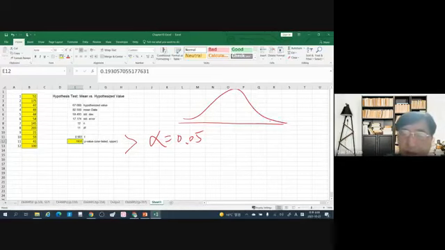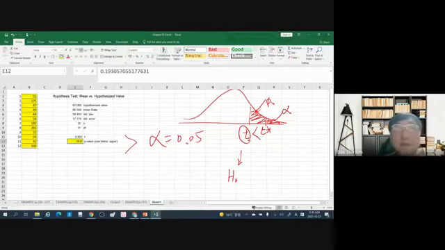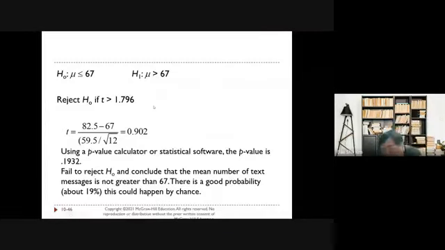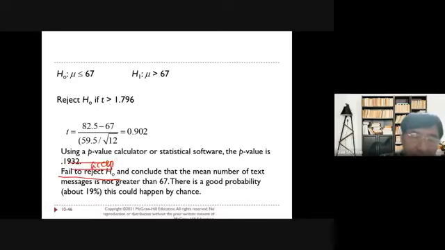Comparing the t-value with alpha means comparing with t star. We do not calculate t star. When t star is here, it will be alpha, but t is calculated and this is the p-value. The p-value is bigger than alpha, so t is less than t star. So in conclusion, H0 will be accepted. Fail to reject means accept. You will accept H0, and the conclusion is that the mean number of text messages is not greater than 67.